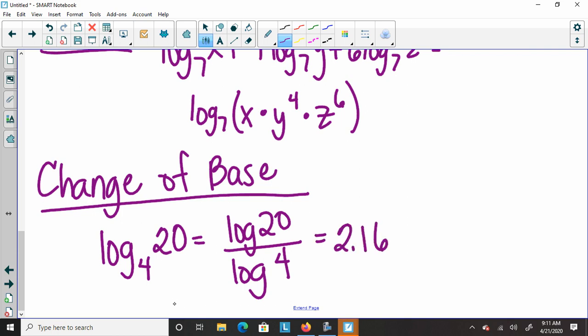If there's not a little base written by the log, it's an understood 10. Like there's an understood 10 there. We don't have to do it, the calculator just does it for log base 10. So if you don't see a base on the log, that just means it's base 10. Okay. All right. Now I messed that up.